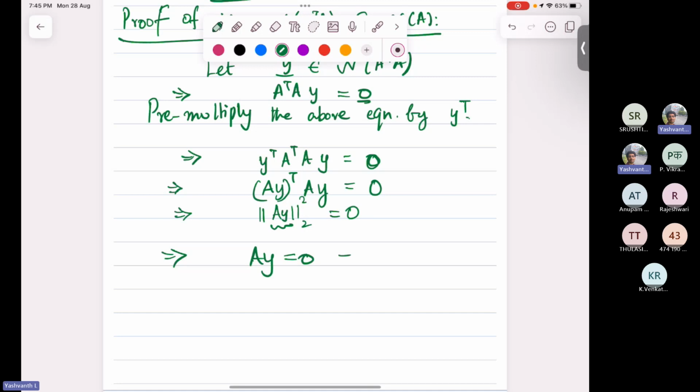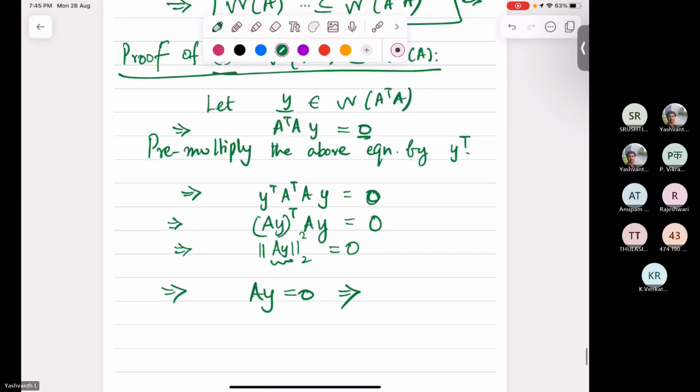Now, what does it mean? What does AY equal to 0 mean? It belongs to null space. Y belongs to null space of A. So I took a vector in the null space of A transpose A and I ended up showing that it also belongs to null space of A. What does it imply?